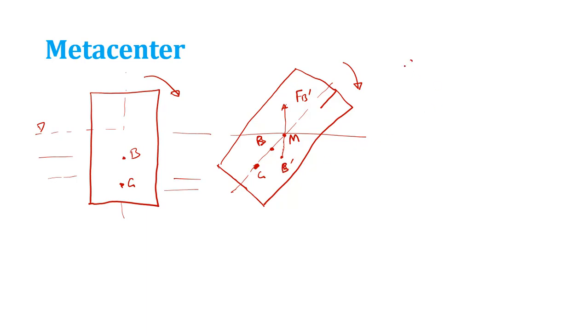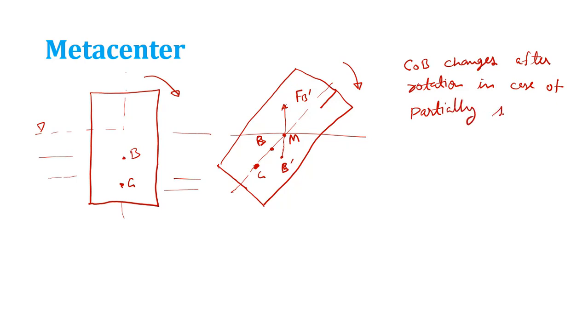Center of buoyancy changes after rotation in case of partially submerged body. So when I draw a vertical line and it cuts the line joining the older center of gravity and buoyancy, that point will be called the metacenter. And the metacenter will be collinear with the center of gravity and the older buoyancy.